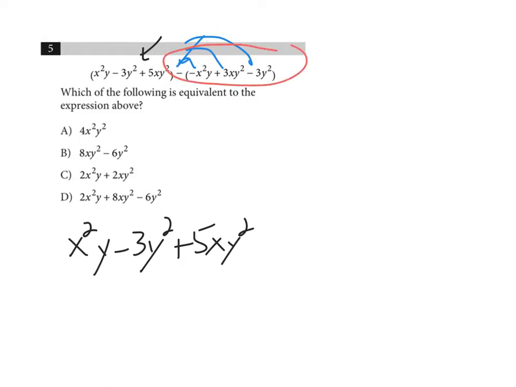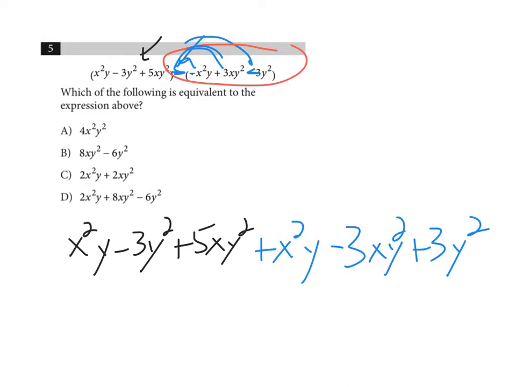second polynomial. So here, a negative negative is going to give you a positive x squared y. A negative times a positive gives you a negative 3xy squared. And then a negative times a negative gives you a positive 3y squared. Now what we're going to do is combine all the like terms.